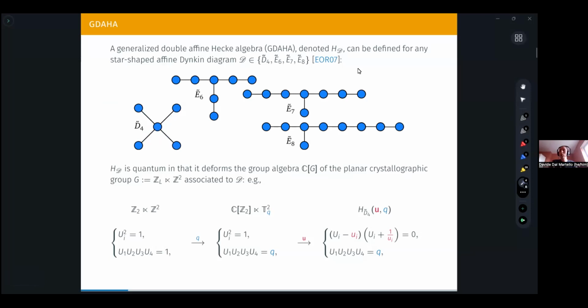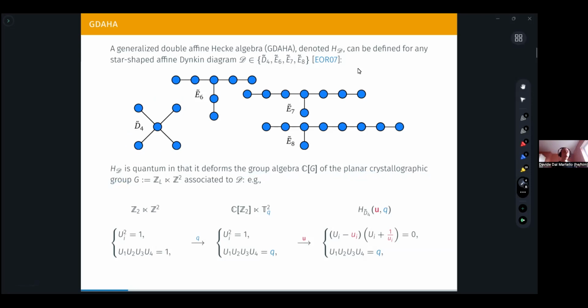Now, these are quantum algebras in the framework I introduced before. First and foremost, I want to start with a more classical object and realize these algebras as a quantum deformation. The actual object we want to start with is a group algebra, and the group is indexed or encoded by the diagram. It is a planar crystallographic group, which means that you have to think of some lattice in the plane and study its symmetries.